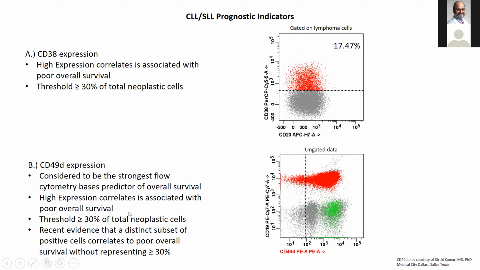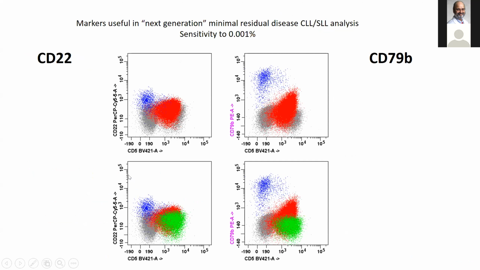Now, a recent study has shown that if you've got a CLL population that has a subset that's negative and a subset that's positive, even if the positive subset doesn't reach 30%, the prognosis is likely to be the same as if it was partial positive and greater than 30%. So it probably indicates a poorer overall survival.